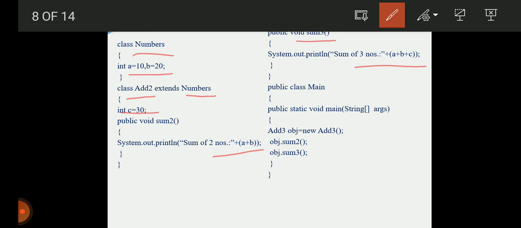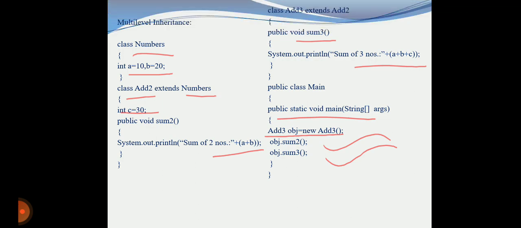Now here is the main statement. For the class Add3, an object is created, and we are finding sum2 as well as sum3. We call the methods using the object: obj dot sum2 is the method available in the subclass Add2, and obj dot sum3 is the method available in the other derived class, that is Add3. Now let us see the output of this program.